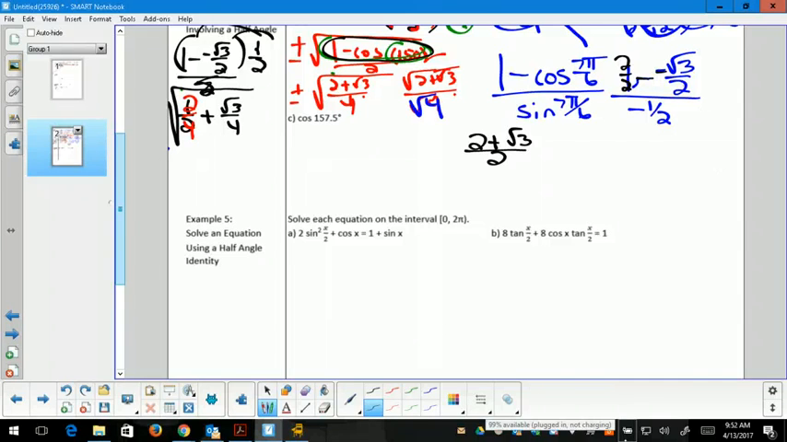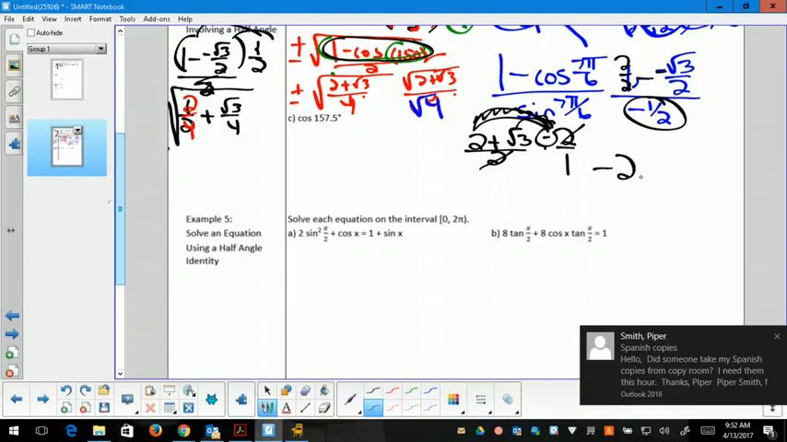And now I'm going to multiply by negative 2 over 1. I have to distribute that negative 2 to both terms in the top, but what's going to happen is I have 1 here and 1 here. I just have to distribute the negative to both terms in the top. It'll be negative 2 minus square root of 3 for that value.